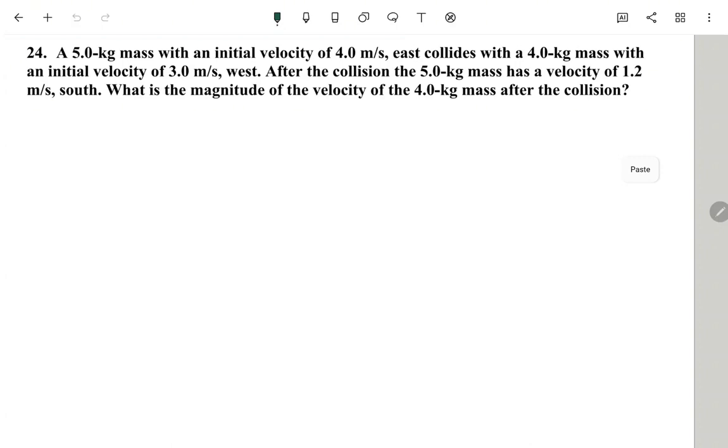Now we have here one object right here, 5 kilogram, and another object which is 4 kilogram. Now after the collision, they collide with each other. This one is moving 3 meters per second, and this one is moving 4 meters per second. After the collision, the object moves with 1.2 meters per second.